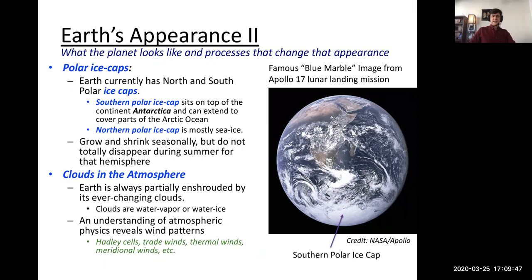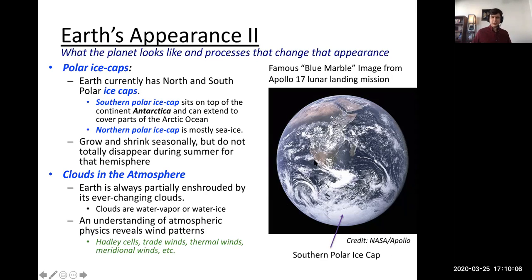We also see that Earth has polar caps. They are changing in size throughout the seasons. They're growing and shrinking. We have not yet had an iceless summer, so the polar caps still remain, and they're made out of water ice. We have the southern polar ice cap highlighted down here.